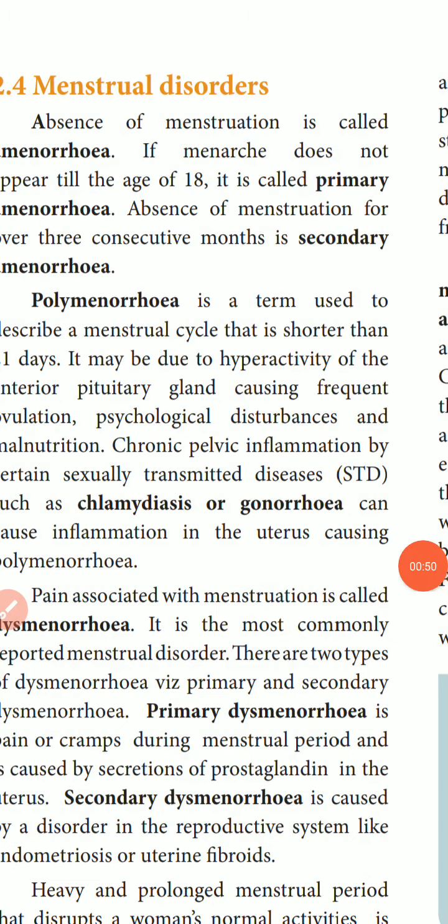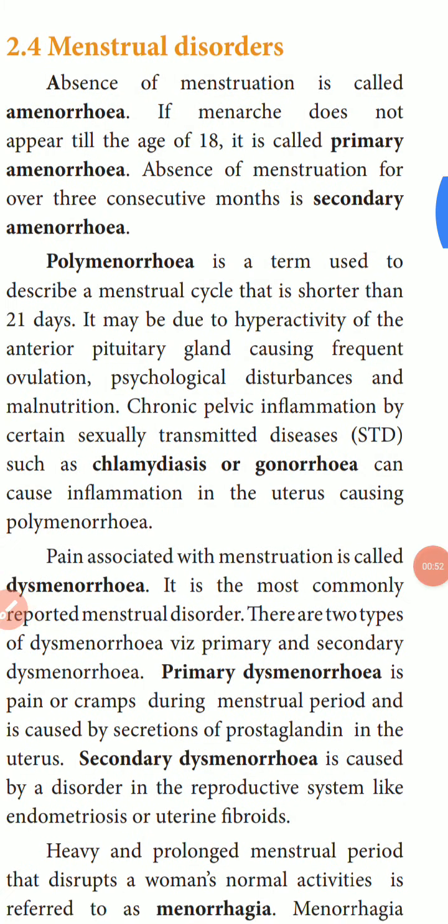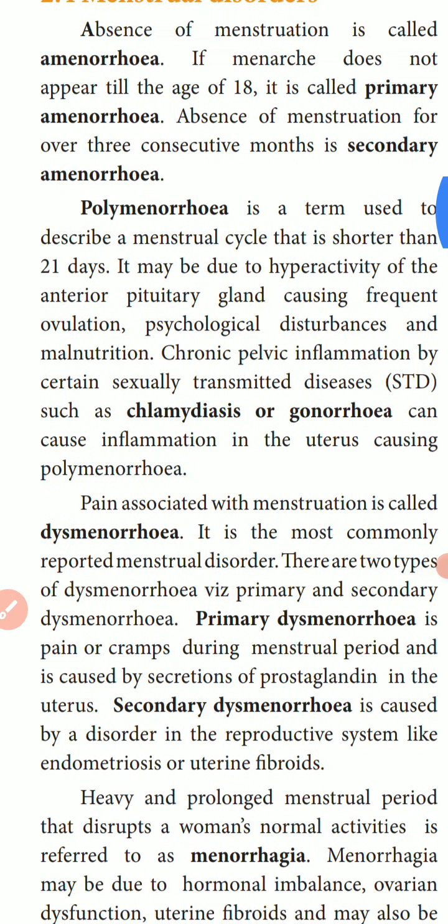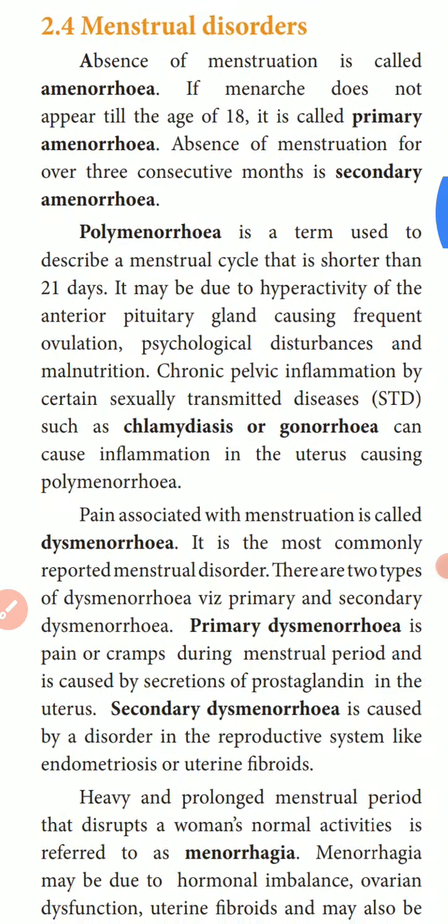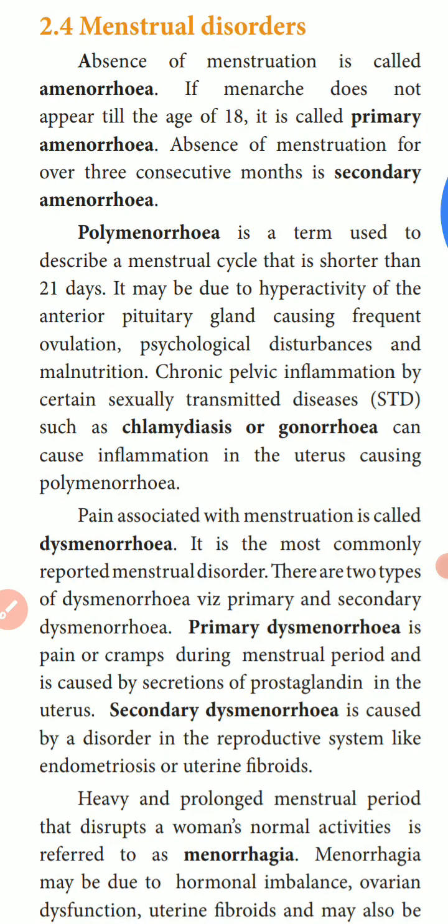12th zoology video class, part 8, menstrual disorder. What is menstrual disorder? Absence of menstruation is called a menstrual disorder. That is because of amenorrhea. There are two types of amenorrhea: one is primary amenorrhea, another is secondary amenorrhea.